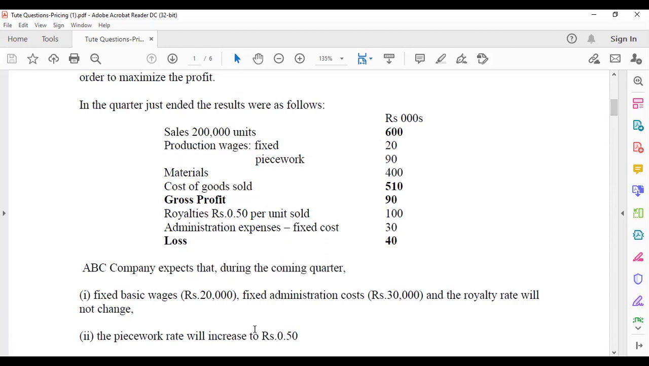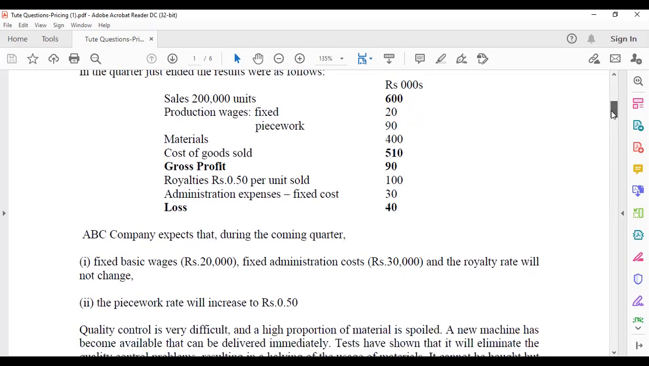The piecework rate will increase to rupees 0.5. So the piecework rate is not given at the moment, but you can work out because the cost is 90,000. The sales unit is 200,000. If you divide 90,000 by 200,000, it comes around 0.45 per unit. Then it's going to get increased to 0.5 piece rate.